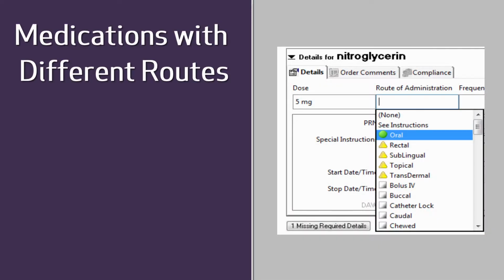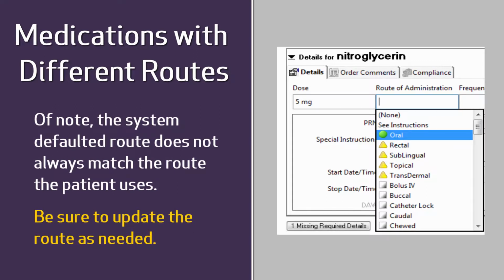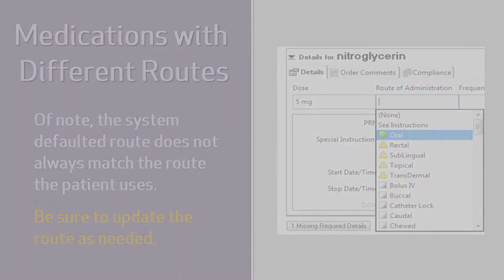Many medications can be dispensed for different routes. Be sure to obtain how the patient takes each medication. Medications such as nitroglycerin are commonly prescribed to take either sublingually, by using a transdermal patch, or through using a nasal spray. Of note, the system default route does not always match the route the patient uses. Be sure to update the route as needed.